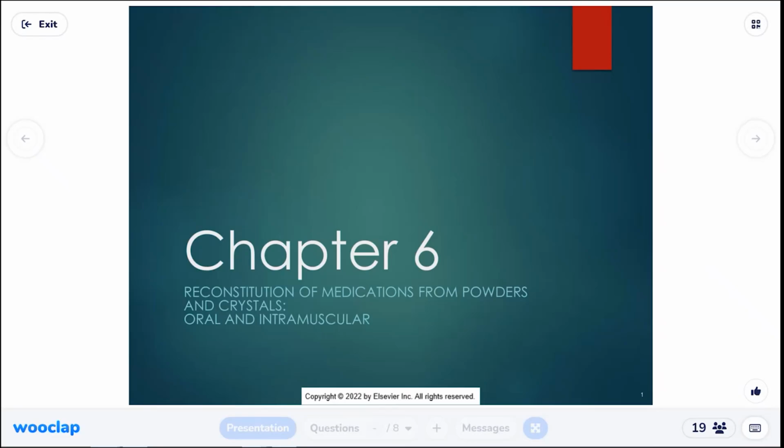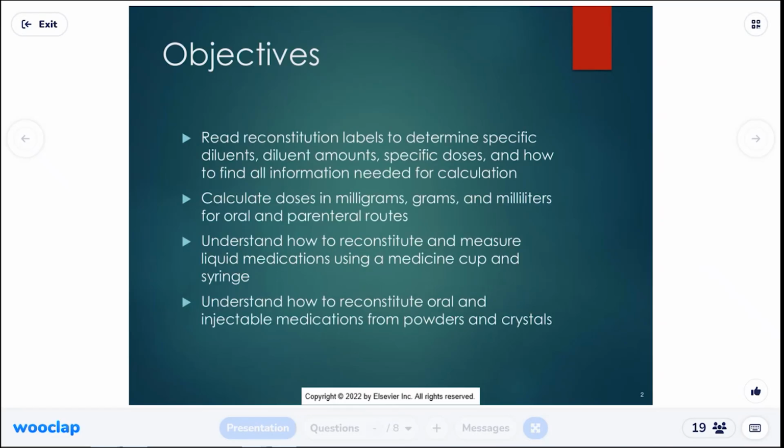So chapter 6, objectives for us, looking at labels. We already started looking at labels, so reading reconstitution labels like I just did. I read a label and that determined how much diluent I added. So figuring out these terms, diluents, diluent amounts, how the dose goes, normal calculation with our metric system, that's never going away. Understand how to reconstitute and measure liquid medications.